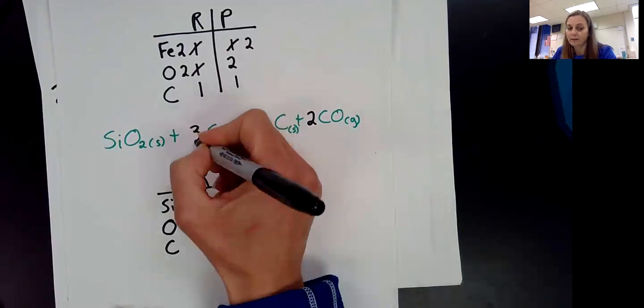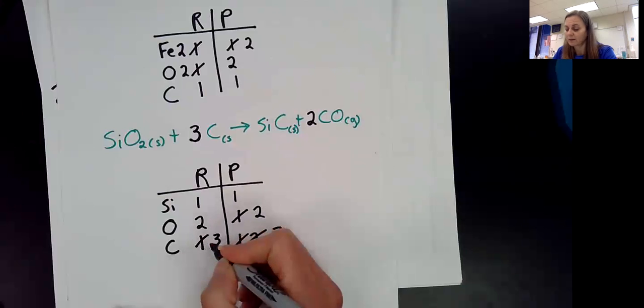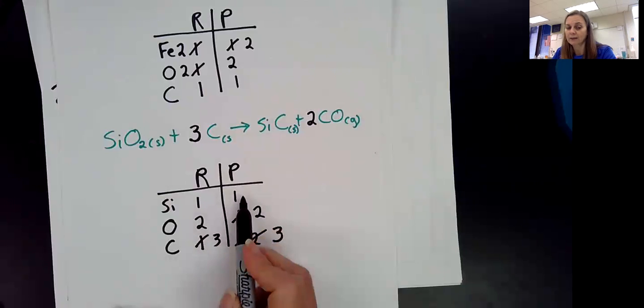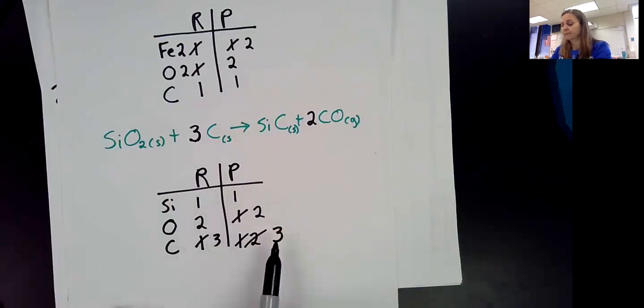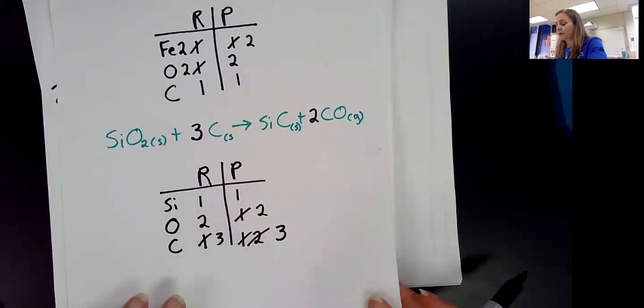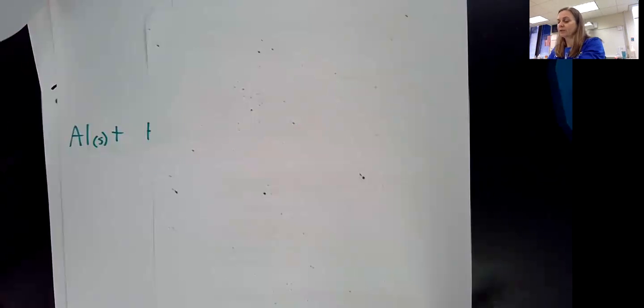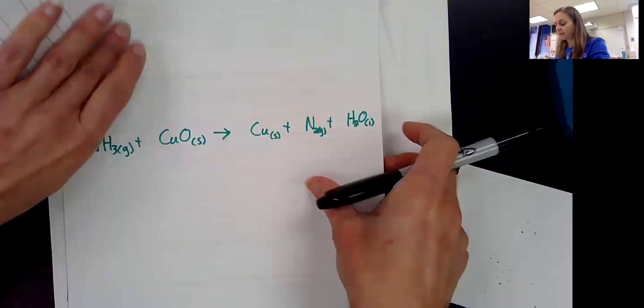I now have 1 silicon on reactant side and product side, 2 oxygens on the reactant side and the product side, and 3 carbons on the reactant side and the product side. Okay, I went a little bit out of order, so I'm going to jump around here just a little bit.